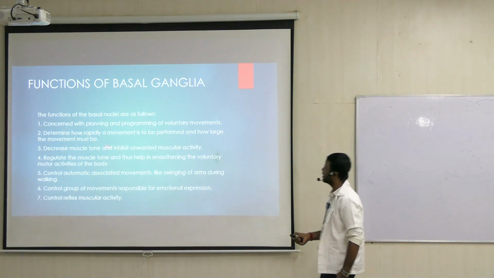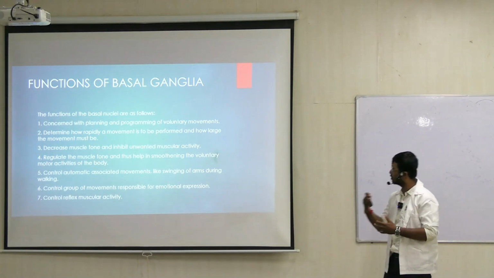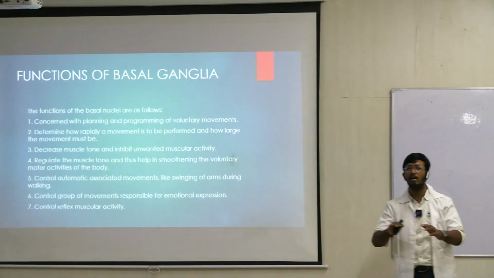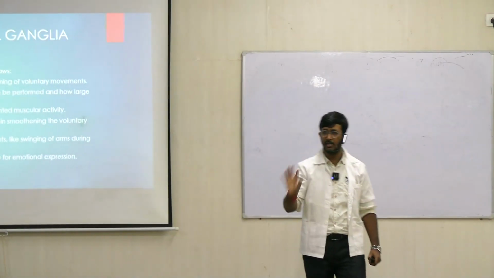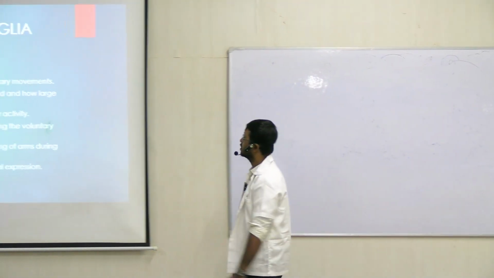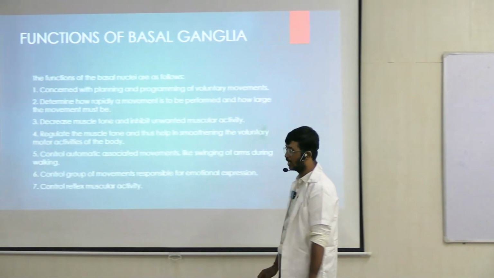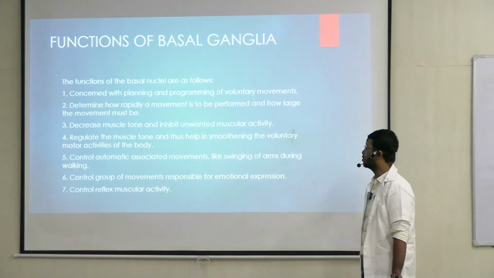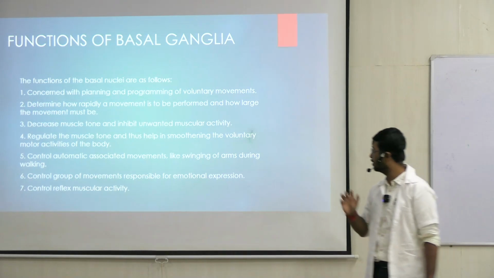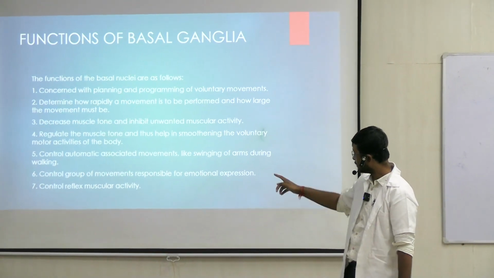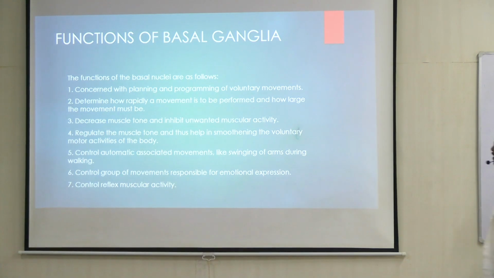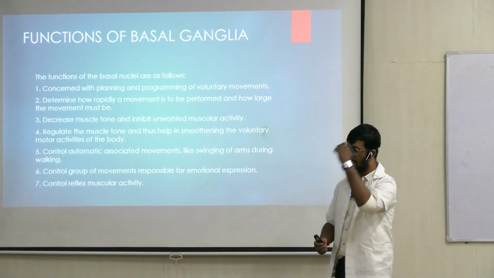It determines how rapidly, that is how fast a movement has to be performed, and it decreases the muscle tone and brings it to a level where that movement can be properly done. It regulates the muscle tone and thus helps in smoothening the voluntary motor activities of the body. It controls automatic associated movements like swinging of arms during walking. It controls group of movements responsible for emotional expression. It controls reflex muscular activities.